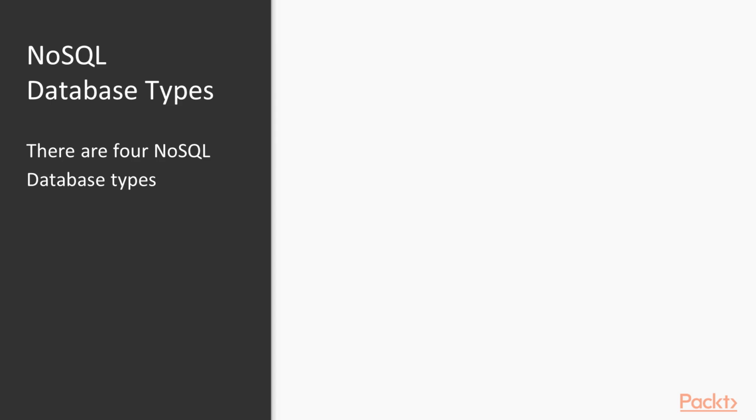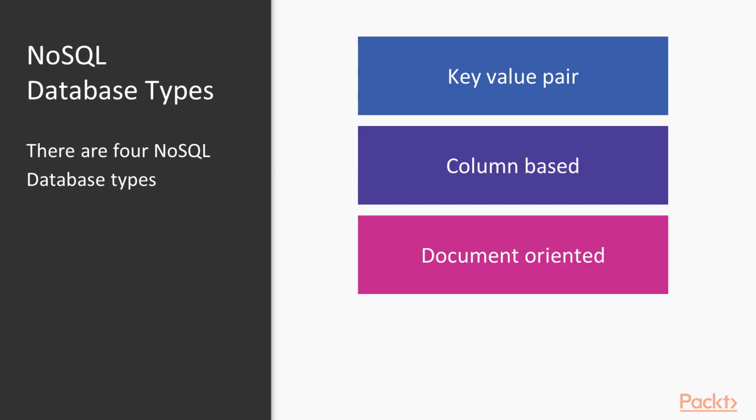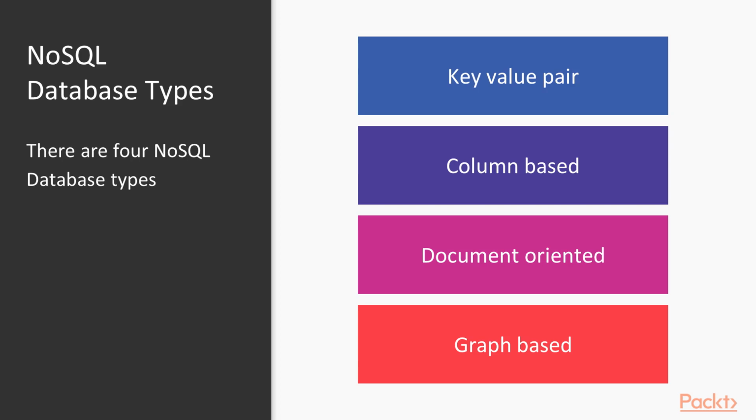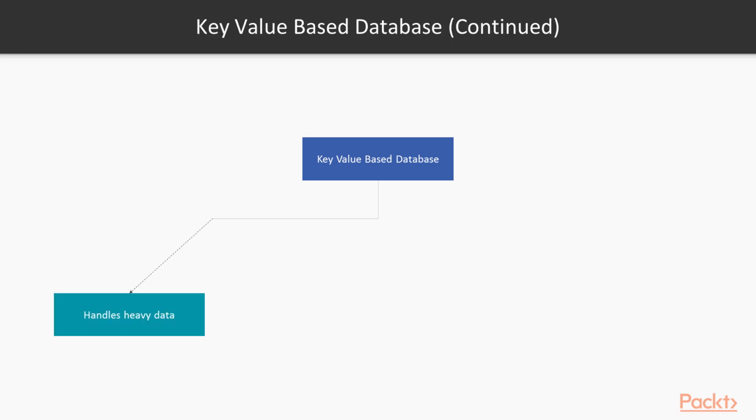Now that you have understood what is a NoSQL database, let's dive a little deeper into its types. There are basically four NoSQL database types: key-value pair-based, column-based, document-oriented, and graph-based. Let's take a deeper look into each of these types. The first type that we will cover is the key-value pair-based database. This is one of the most basic types of NoSQL databases, where data is stored in key-value pairs. It is capable of handling a lot of data as well as heavy load.